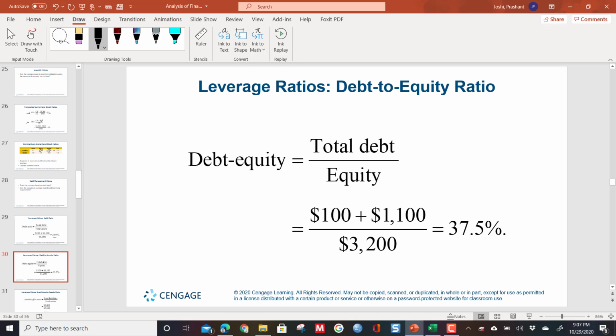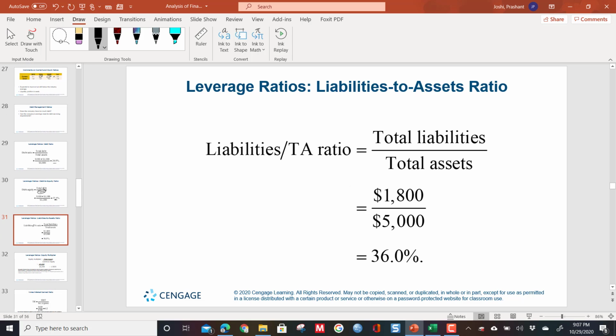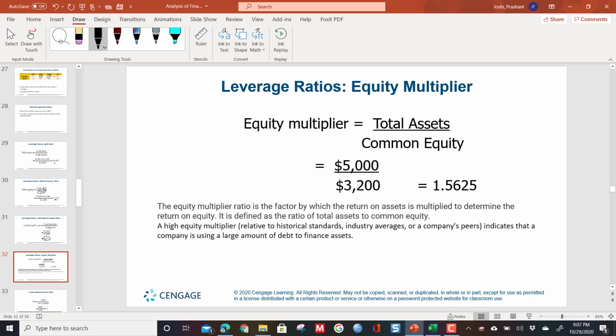And another indication you get is how much the total debt is in comparison to the equity. So the debt equity ratio is 37.5. Liability to total asset, what is the total liability and the total asset, is 13.6. Okay, you want the denominator to be greater than the numerator, otherwise it increases the risk.